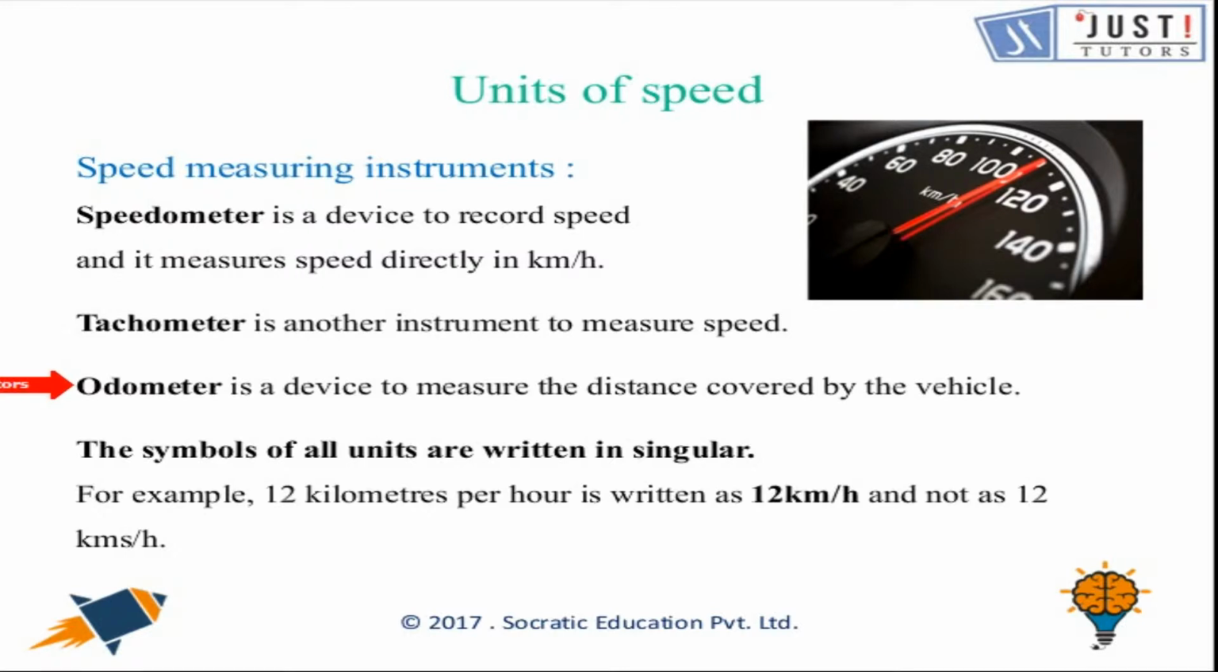Now again, we've discussed this already that the symbols of all the units are written in singular. For example, if you're writing the speed to be 12 kilometers per hour, it's written as 12 km/h and not as 12 kms/h. So this is something that you should keep in mind while you're writing these physical quantities.